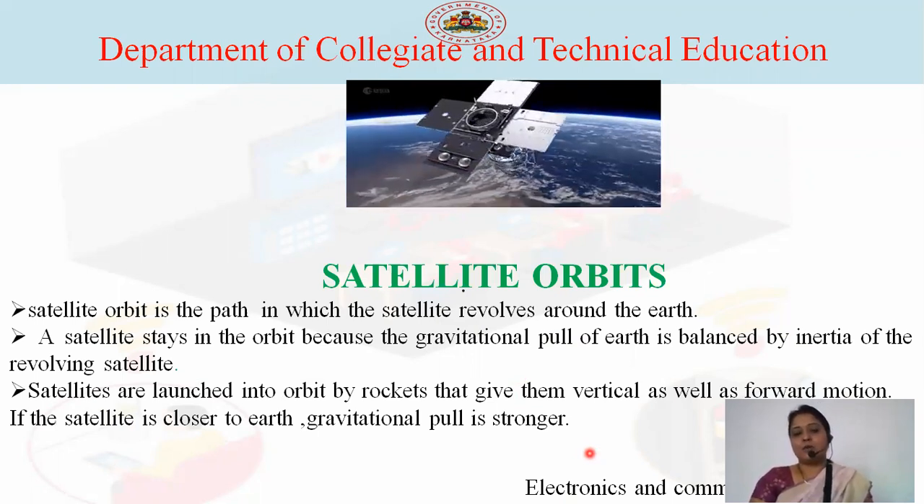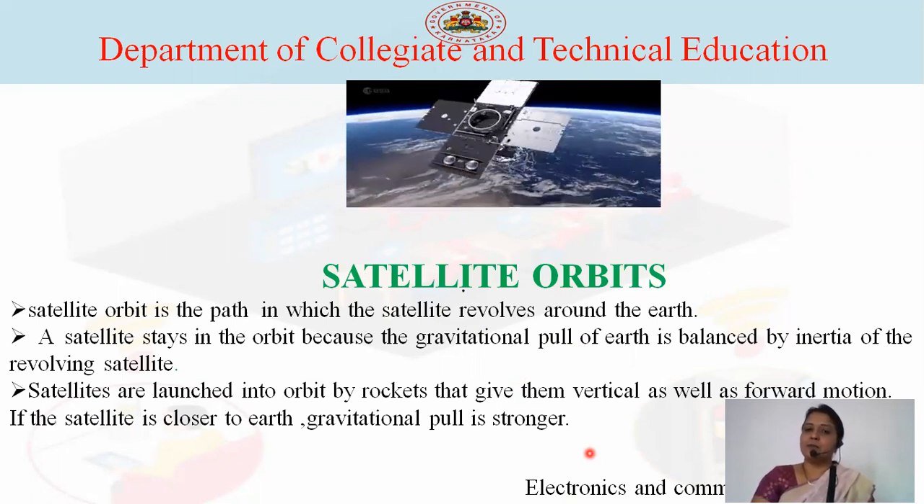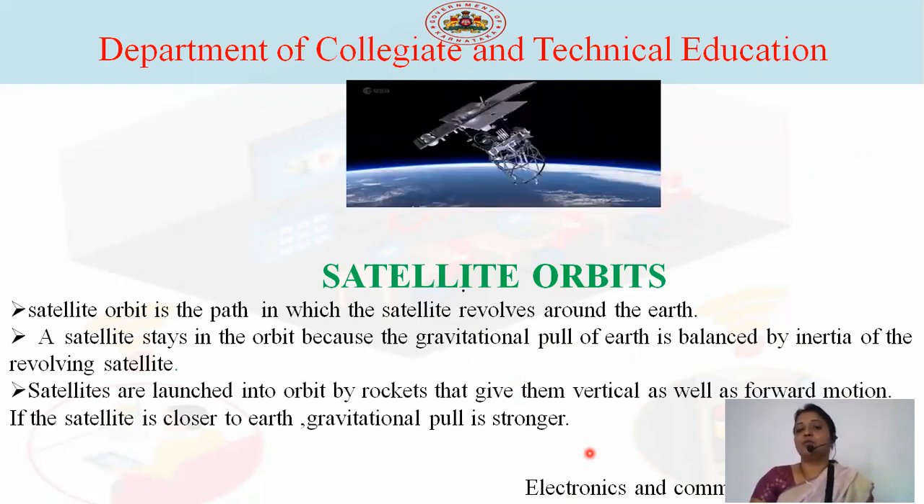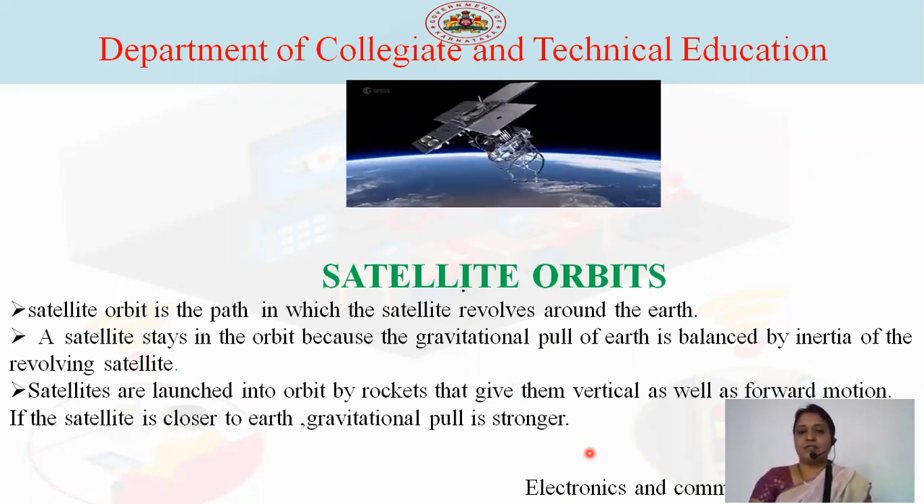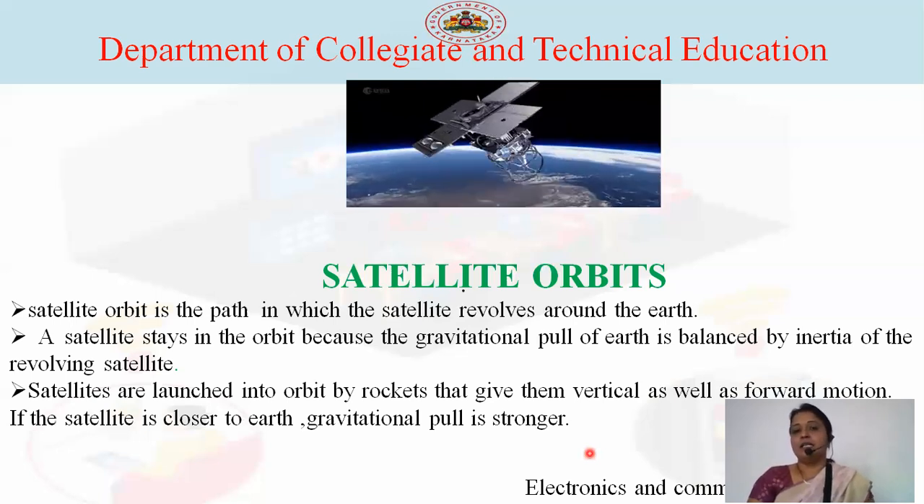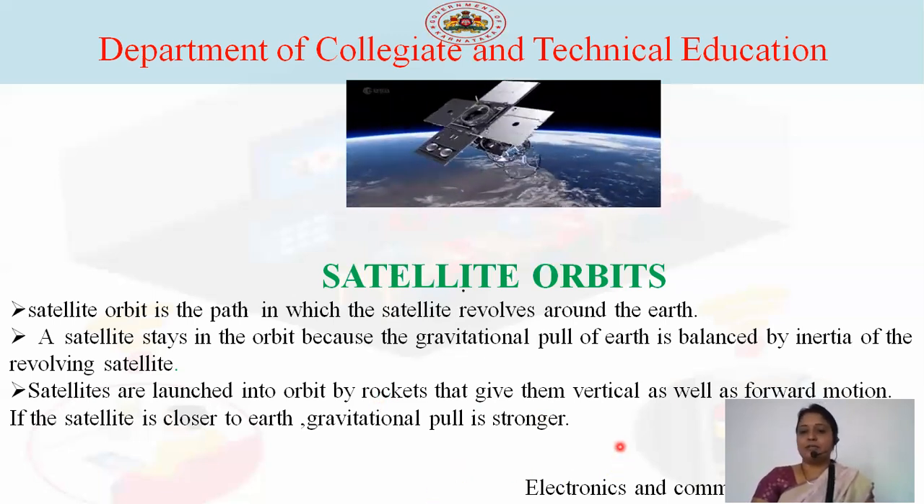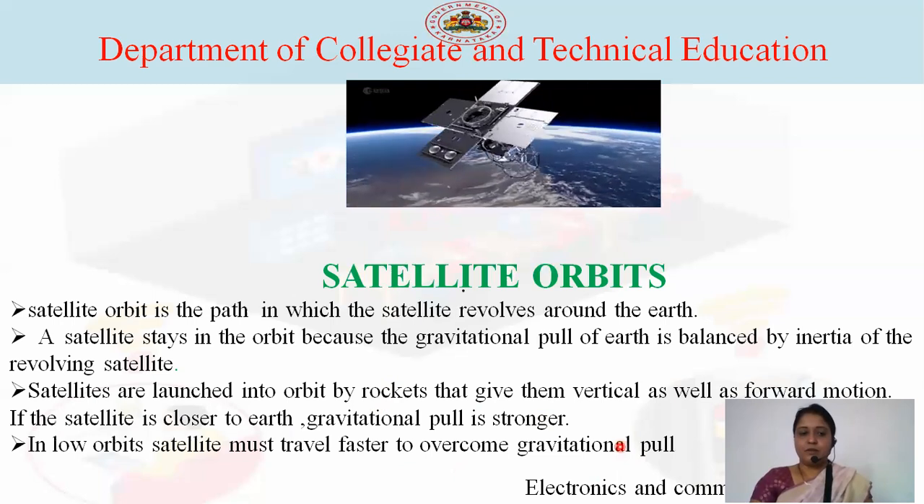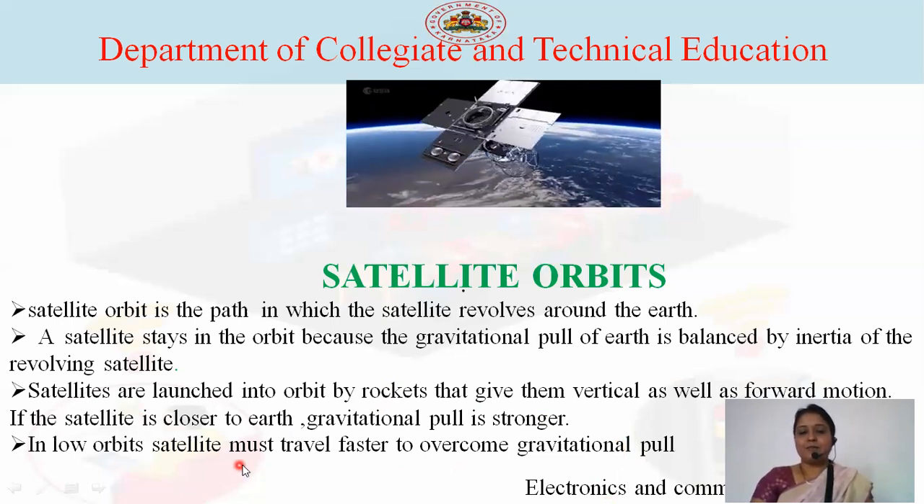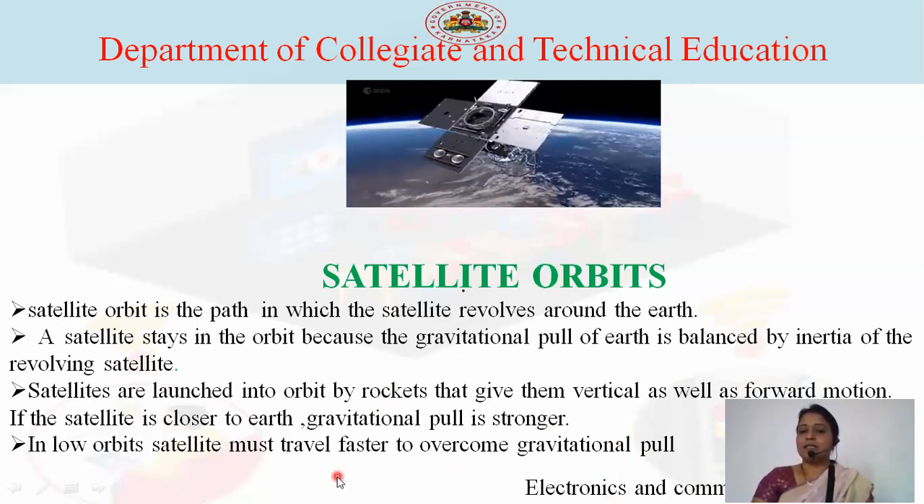If the satellite is closer to Earth, the gravitational pull is stronger. Therefore, it should move with very high speed, because inertia should be high so as to overcome that strong gravitational pull. In low orbit, the satellite must travel faster to overcome the gravitational pull.